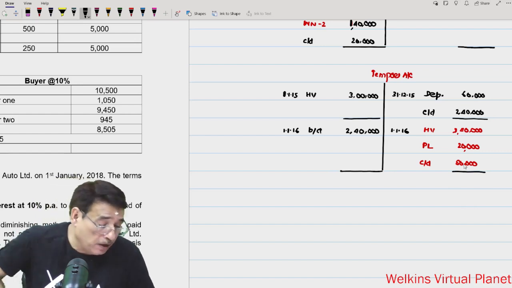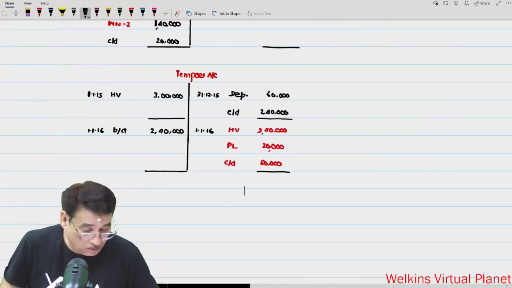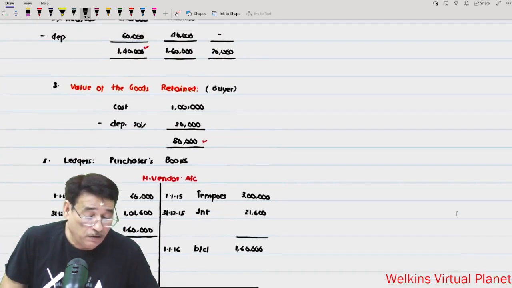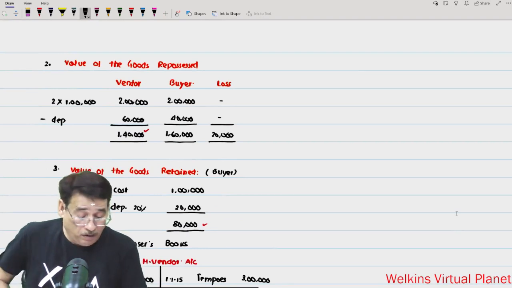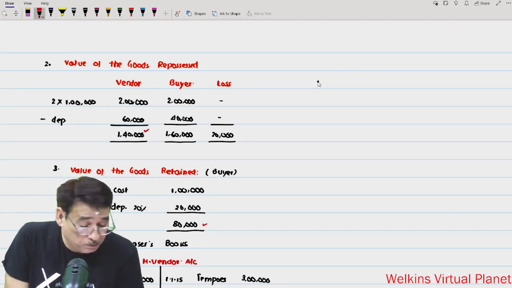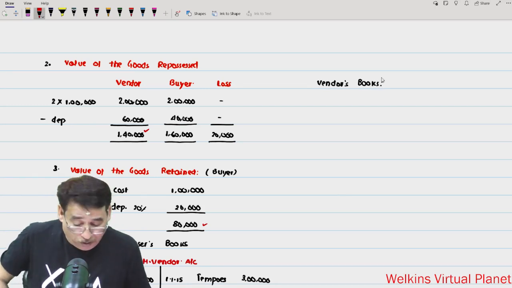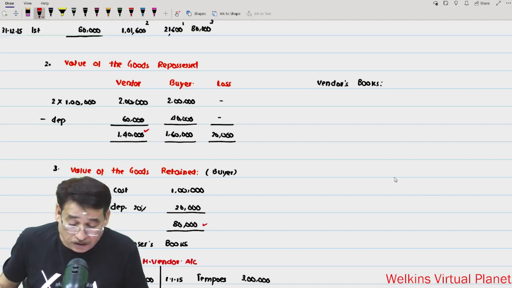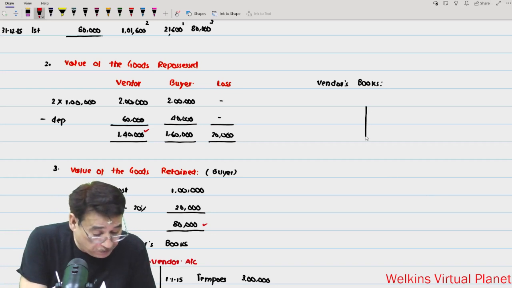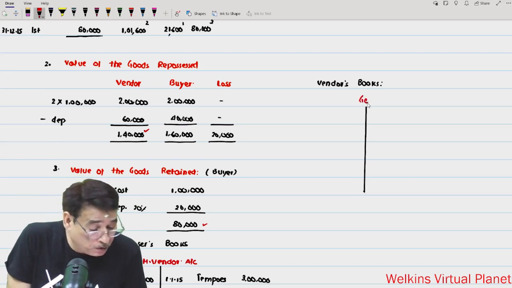Besides the ledger, you can also, just allow me a minute or so. We will also prepare the next step, that is the vendor's books, in this particular case. In the books of the vendor, I am going to write the goods repossessed account, because in this question some information is given with respect to what happened with the repossessed goods, correct? So we shall prepare here the goods repossessed account.